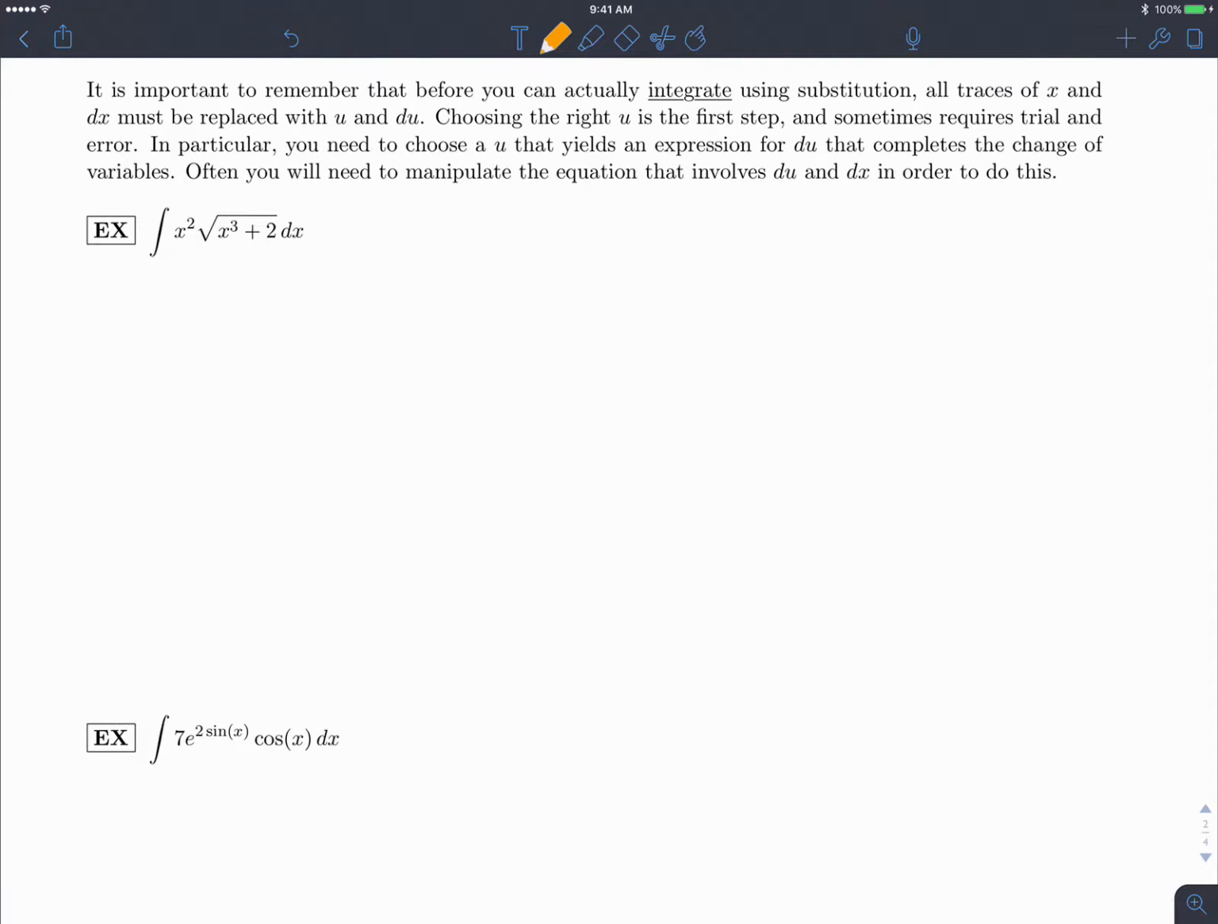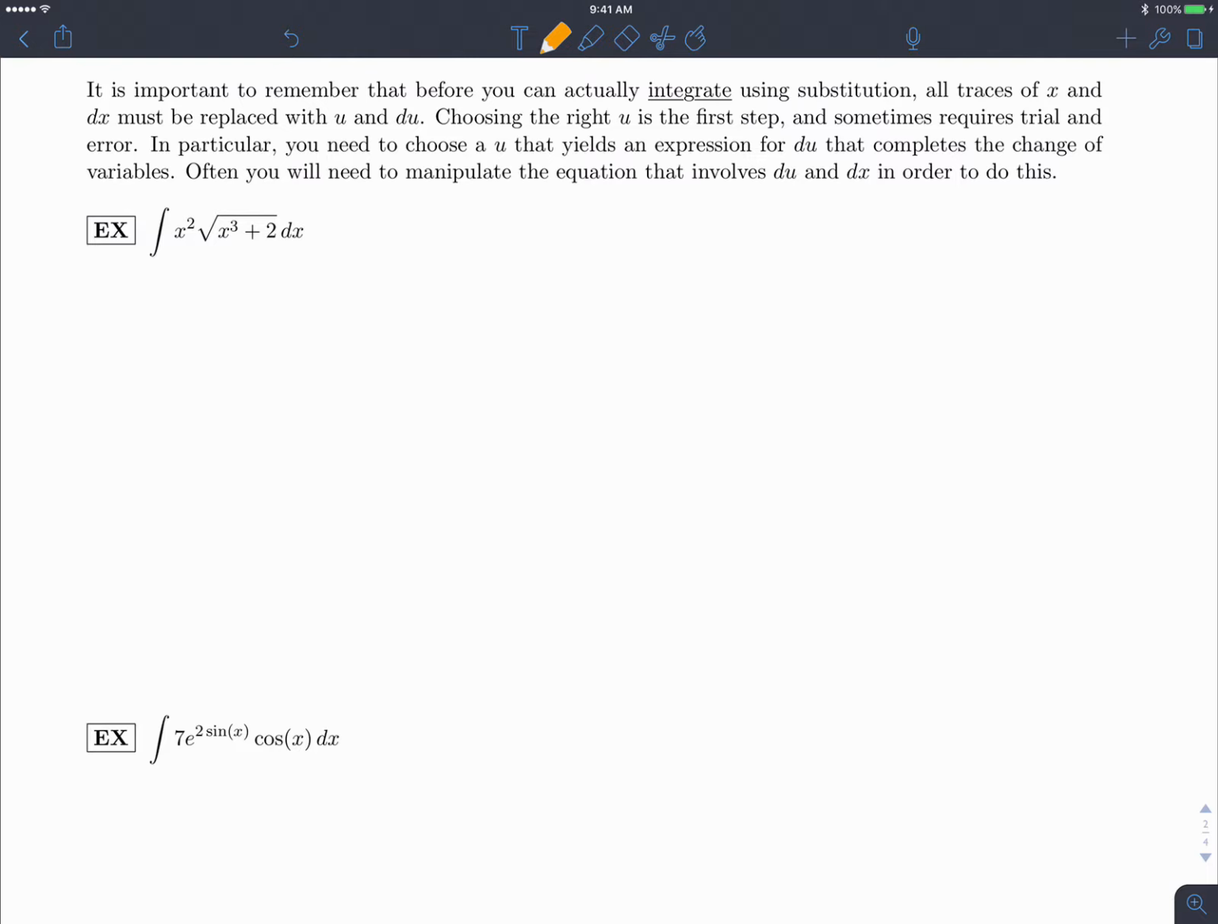All right, so in that first example, we got a pretty good idea of how the mechanism of substitution works. We're trying to remove all traces of x and dx, replace them with the variable u and our du. And I alluded to the fact that sometimes getting that u correct might require trial and error on our part. So just try not to get too frustrated at first. As you do more and more of these, you're going to build some intuition, and you'll find that they go a little bit more smoothly.